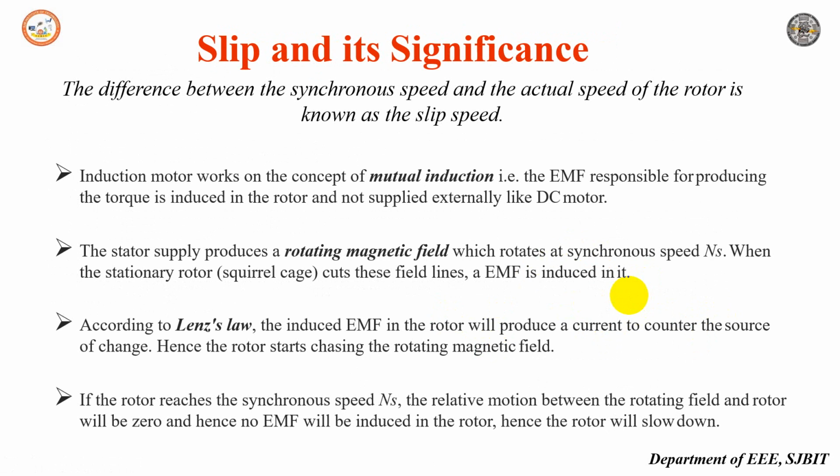According to Lenz's law, the EMF induced in the rotor will produce a current that opposes the cause producing it. So the rotor starts chasing the rotating magnetic field, trying to catch up to the synchronous speed and rotating in the same direction as the rotating magnetic field. If the rotor reaches the synchronous speed, that is, rotor speed N equals Ns, then the relative motion between the rotating field and the rotor will be 0, and therefore no EMF will be induced in the rotor and the rotor will slow down.